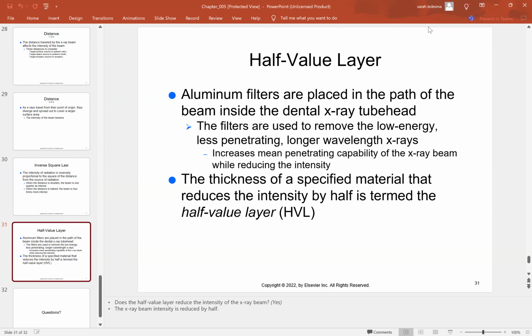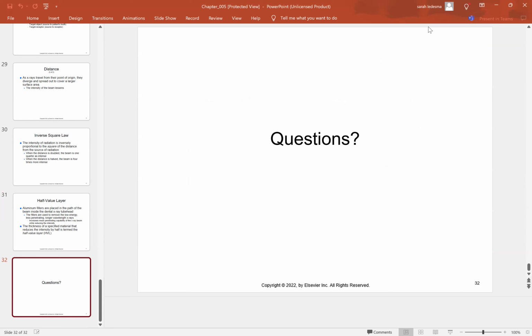Half-value layer. Aluminum filters are placed in the path of the beam inside the dental X-ray tube head. The filters are used to remove the low energy, less penetrating, longer wavelength X-rays. This increases the mean penetrating capability of the X-ray beam while reducing the intensity. The thickness of a specified material that reduces the intensity by half is termed the half-value layer. This concludes our lecture.